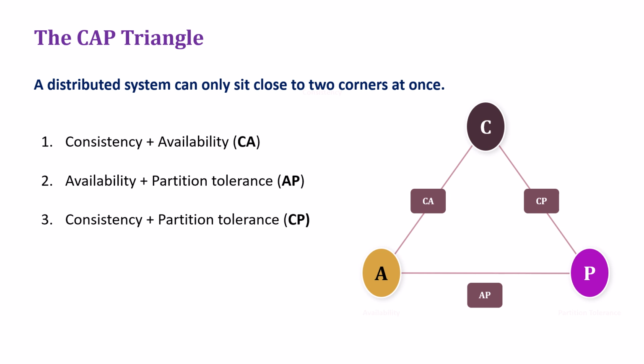Put these three together and you get the CAP triangle: consistency, availability, and partition tolerance at each corner. In theory, a distributed system can only really sit close to two of these corners at once. And because network partitions are simply a fact of life in distributed systems, the real choice most architects face is between consistency and availability.